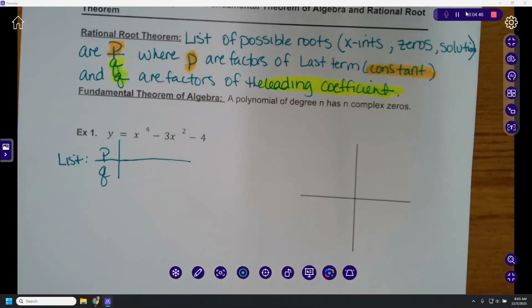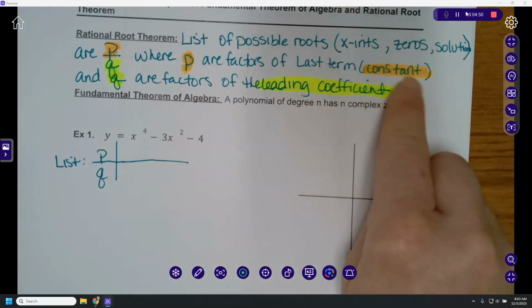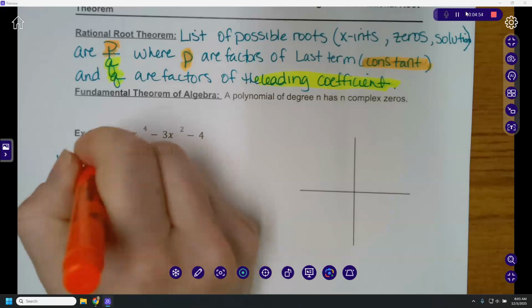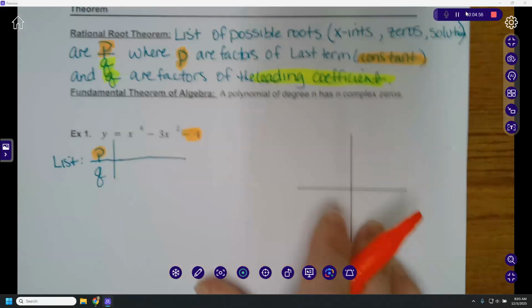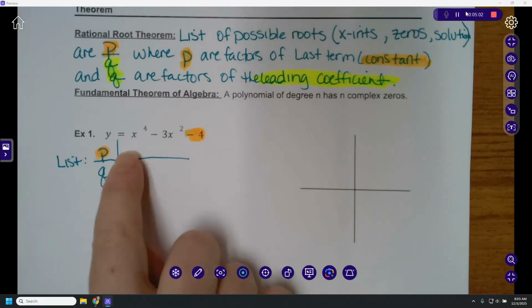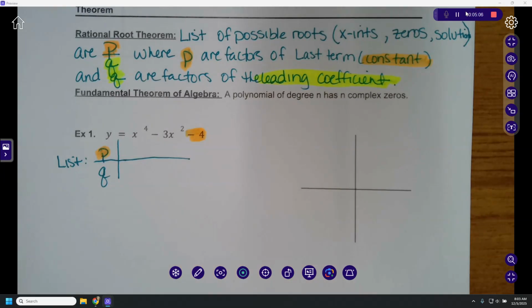And what I do then is, the P on the top has to be factors of the constant. And the constant is this -4. So in this top row, I'm going to have you talk with your neighbor about this. What are the factors of 4? Like what numbers multiply to be 4? Go ahead and talk about that.